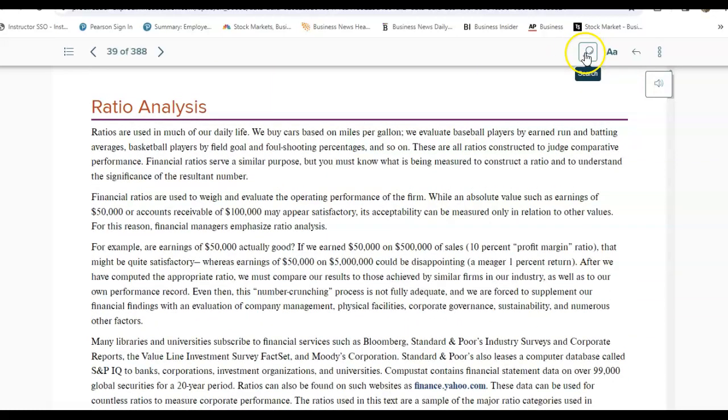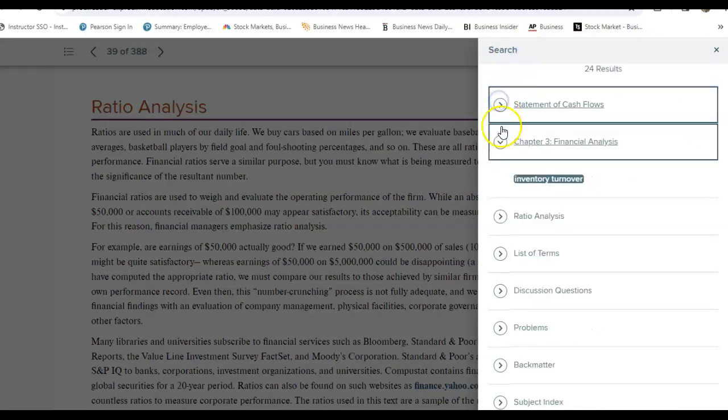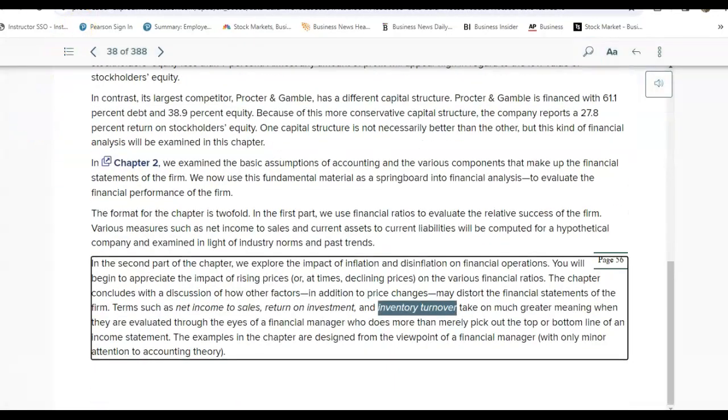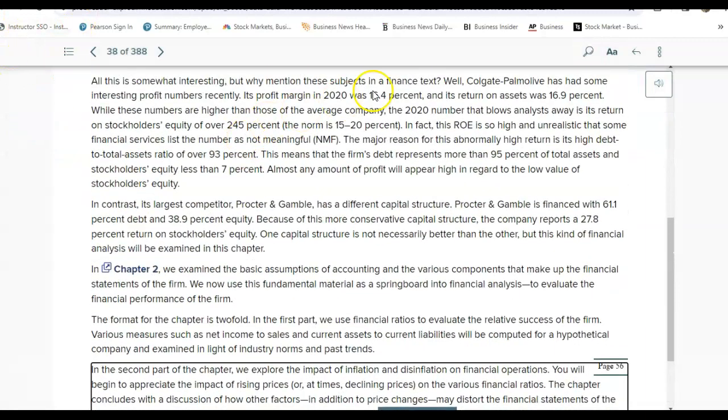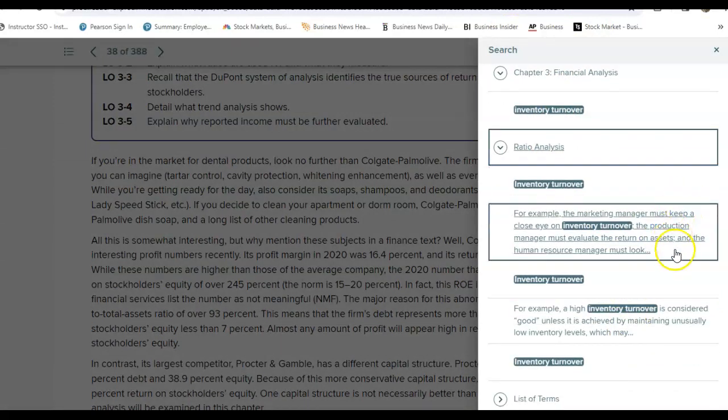The other thing to look at is you can do search, and that's a part of the functionality of this eText as well. So if I click on search, I can search specific terms. Okay, so let's say we want to look up inventory turnover as a term. If I do a search on that, it gives me 24 different results. And seeing as we were in chapter 3, we could take a look there and click on that, and that'll take me to the appropriate definition. Okay, I'll go back and look at ratio analysis, and it gives some examples of it.